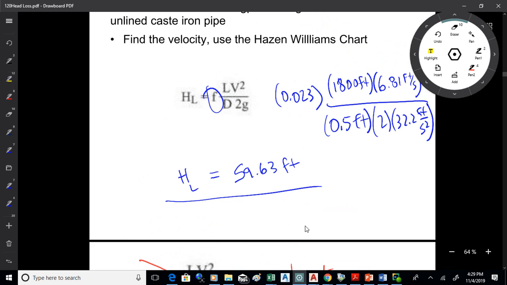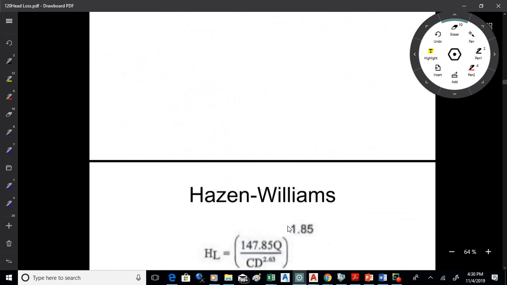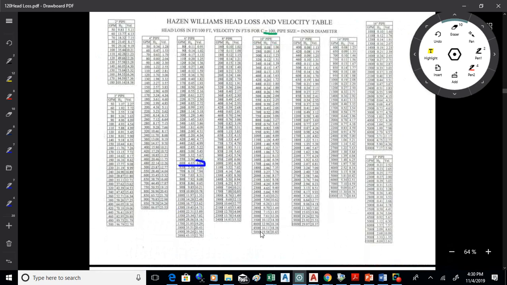I just wanted to go through one of those examples, but normally how we're going to do this if we do it by hand is we're going to use the Hazen-Williams chart for this. The Darcy-Weisbach method is probably embedded in a lot of software because it's quite accurate, or it's as accurate as we can get, I should say. The Hazen-Williams I would use if I'm going to do it by hand. All right, so if I'm going to do it by hand, I'm going to go to this Hazen-Williams chart on page 108.